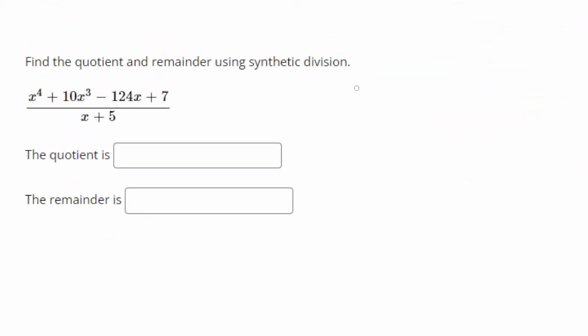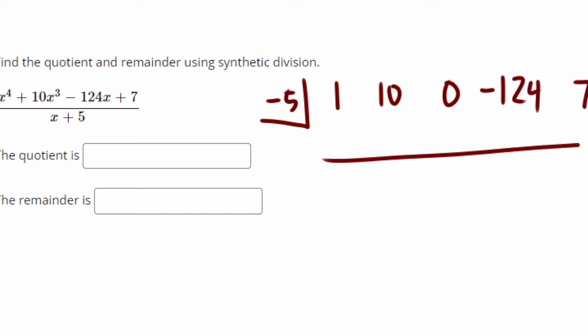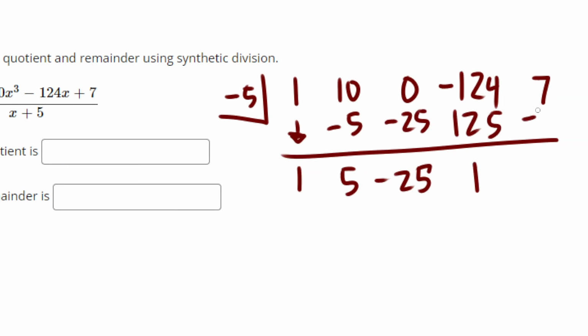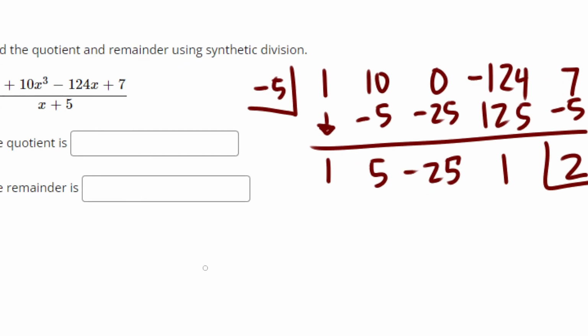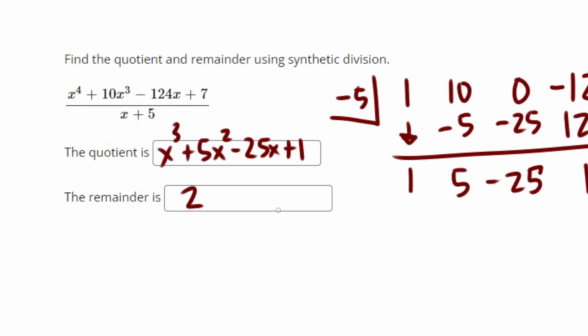And same idea here. We're going to do negative 5 for our cubby. And then we have 1 and then 10. We're missing an x squared, so I'm going to do a 0. And then we're going to have a negative 124 and then a positive 7. We're going to drop the 1. So then we have negative 5, positive 5, negative 25, and then that's going to be positive 125, gives you 1, and then that'll give negative 5, that'll be positive 2. So now it'll be x cubed plus 5x squared minus 25x plus 1, and then our remainder is going to be that 2. And that would be your answer.